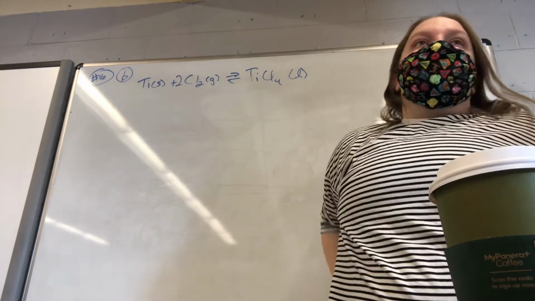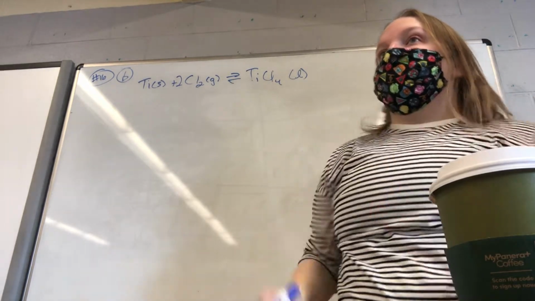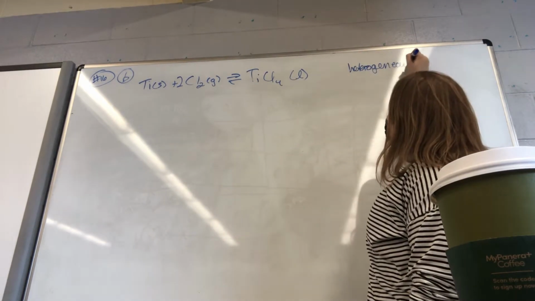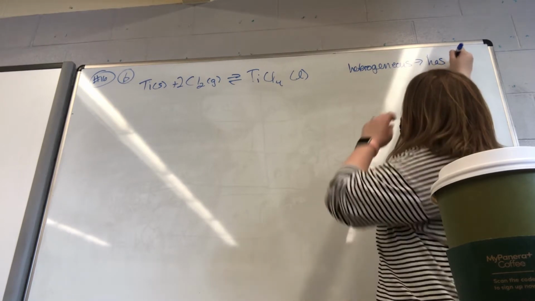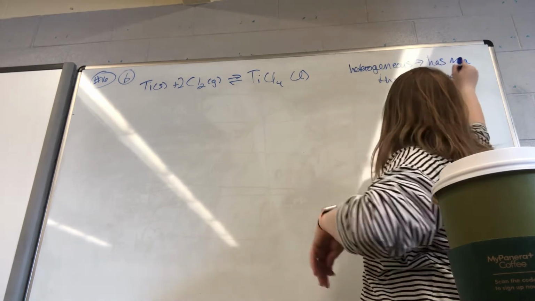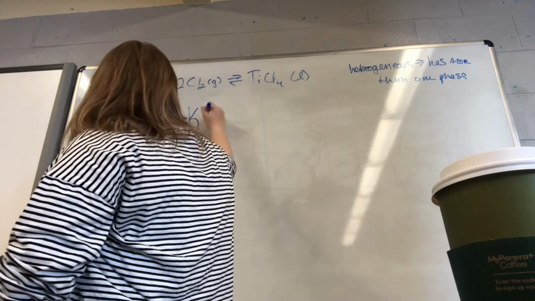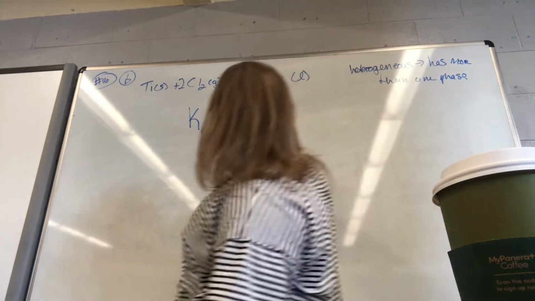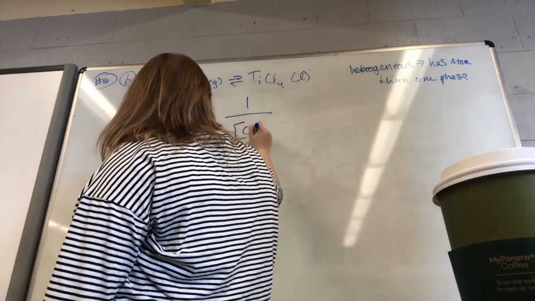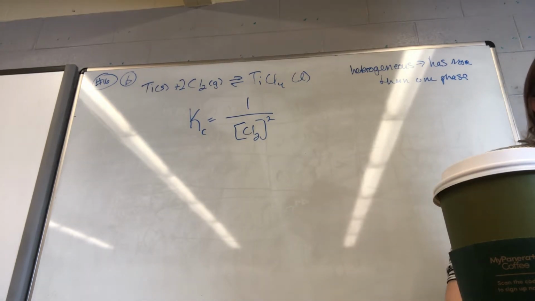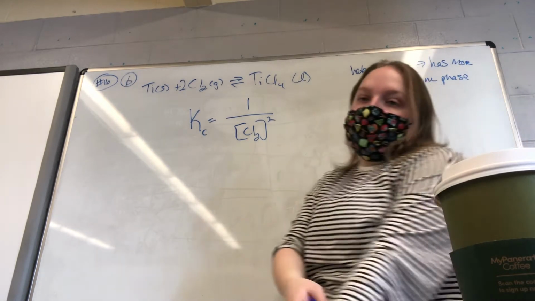All right, so first things first, homogeneous or heterogeneous? Heterogeneous, right? Because, why? Has more than one phase. All right, and the expression, which should only include gases or aqueous solutions, should be that. If there's nothing in the top or the bottom of a fraction, you put a 1 in. Okay? So that was B.